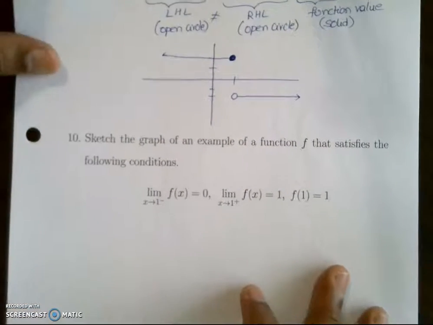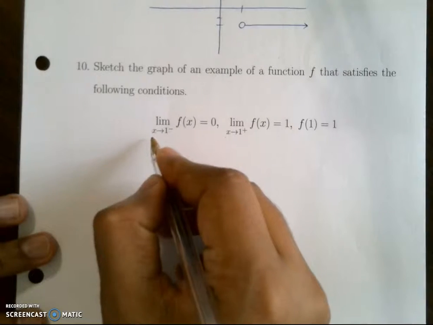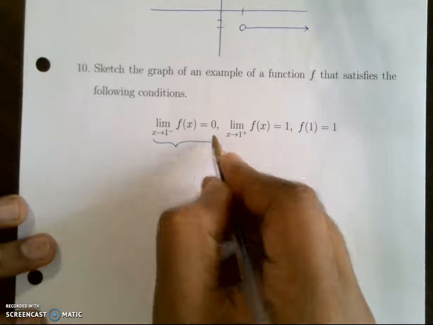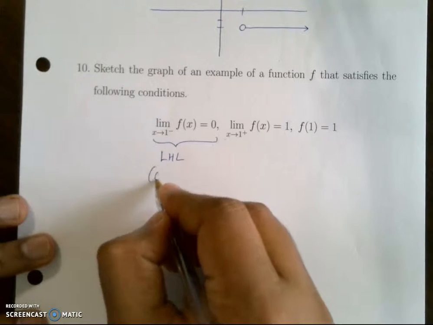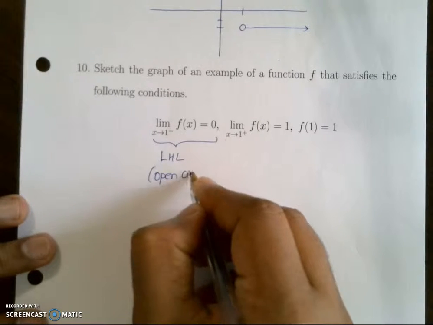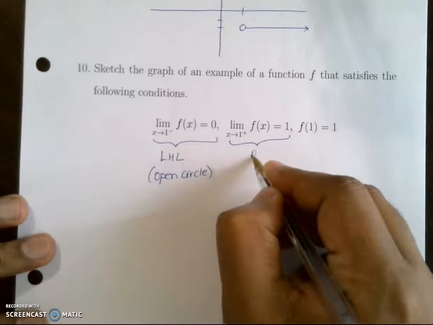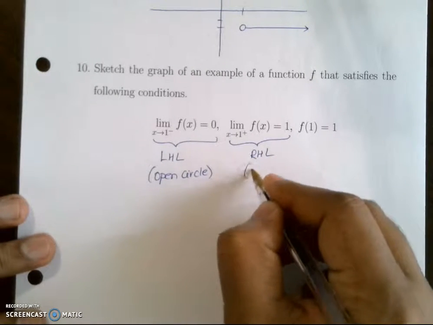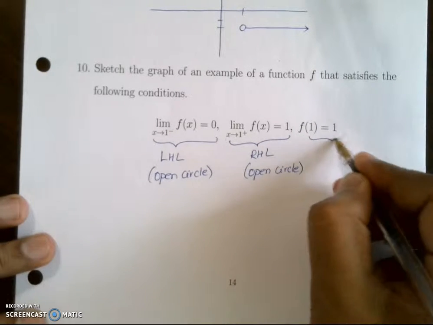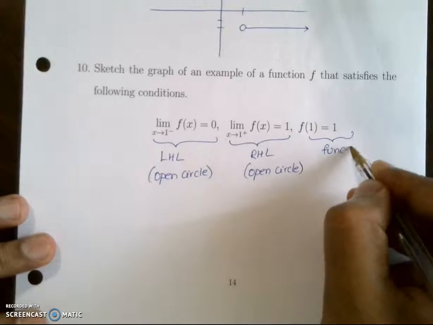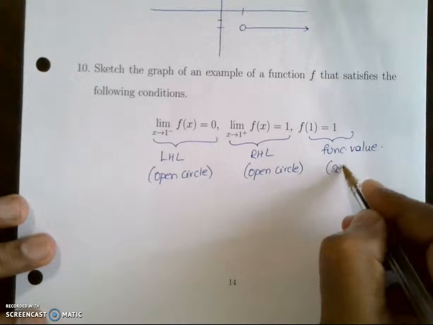Now let's move on to a different problem, and let's try to sketch the graph of this function. Here again you see that the left-hand limit for the function is 0. The limit is always represented by an open circle. The right-hand limit is 1. Again the right-hand limit is represented by an open circle, and this is the function value. The function value at 1 is equal to 1. That means this is represented by a solid circle.